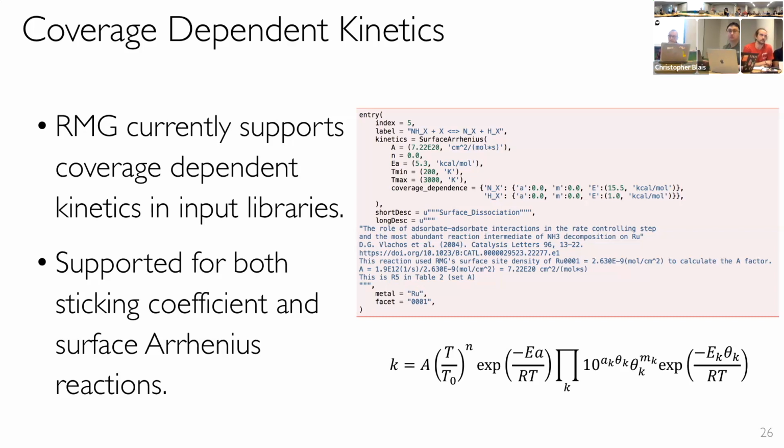So can you specify coverage dependent thermo? If I put coverage dependence in the rate, just in the forward rate, then the thermo is computed. Coverage dependent thermo is not in Chemkin. We recently added it to Cantera, but not yet added it to RMG.